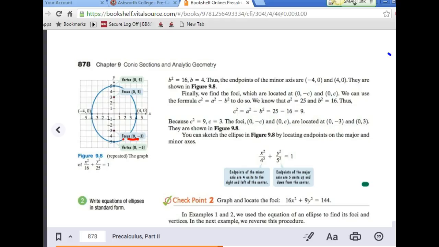Okay, so I hope this was helpful. They can be tricky, but once you learn some of the basics of an ellipse, they're not that bad.